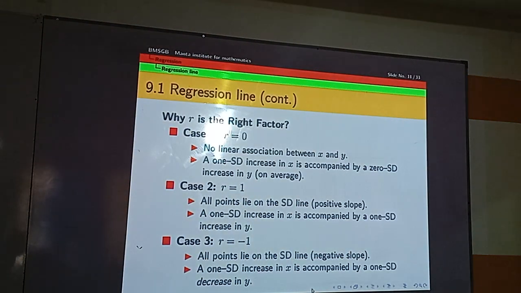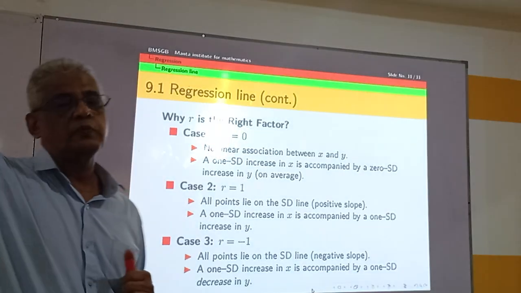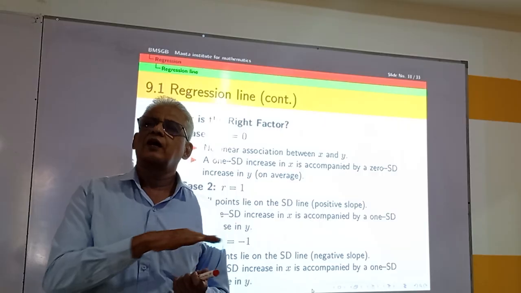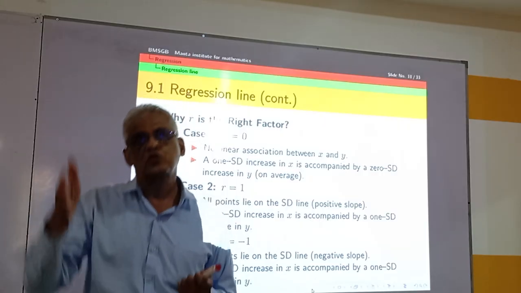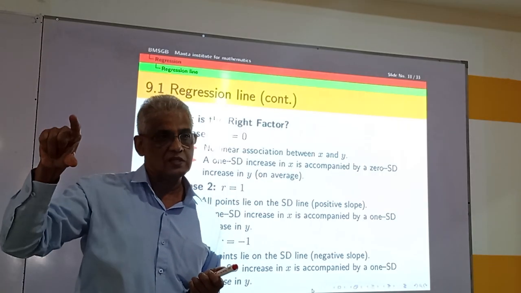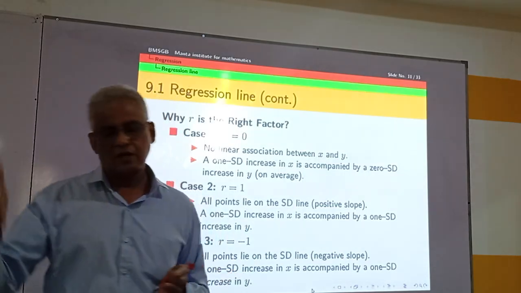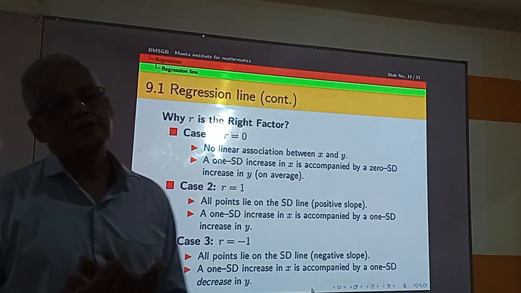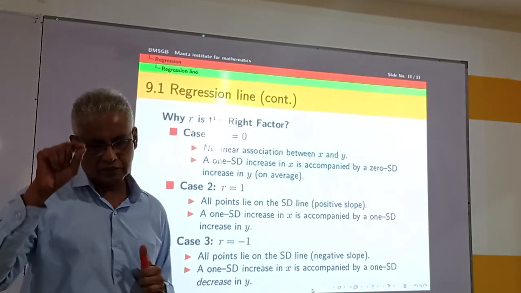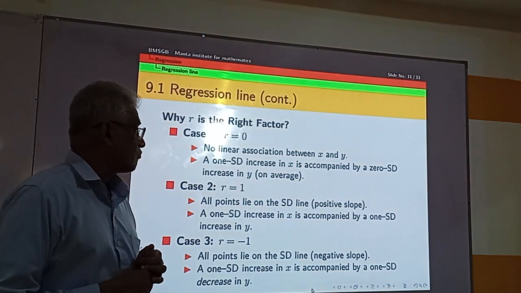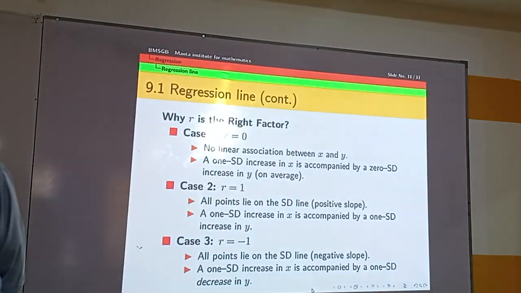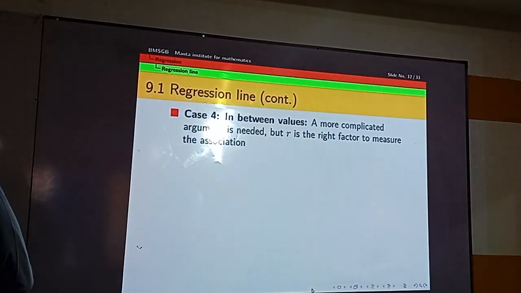And if you consider R equal to positive 1, that means all the points have to be on the SD line. So in that case, if you increase X by 1 unit, Y has to increase by 1 SD. So R is equal to 1 in that case. That is correct. And similarly, R equal to negative 1 is meaningful. But for other general cases, we cannot prove that the factor has to be R without mathematics. It is not in this book, so I will not consider that.